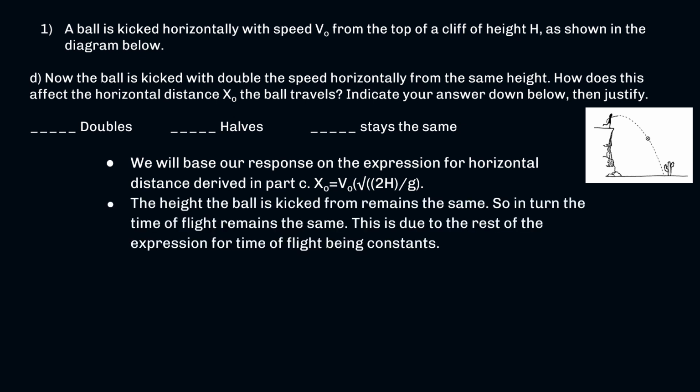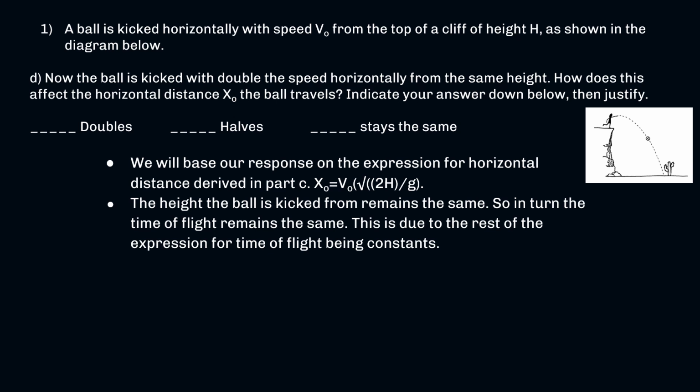So that's kind of what I said here. The height the ball is kicked from remains the same. So in turn, the time of flight also remains the same. The rest of that equation is constants. The 2 is a constant, and g is a constant on Earth. So again, the only thing I can change there is my height. In order to change my time, the height would have to change, and it's not changing, so the time is the same.